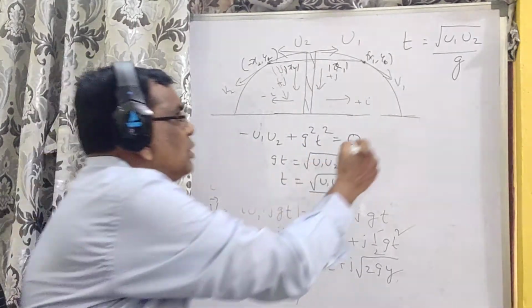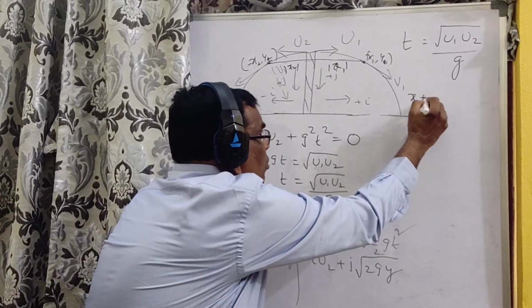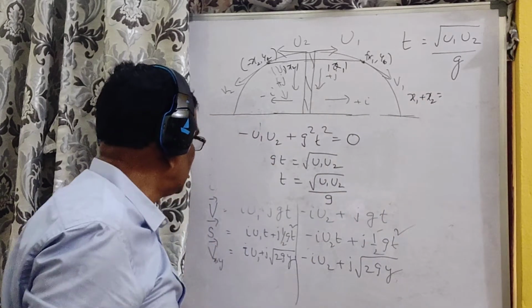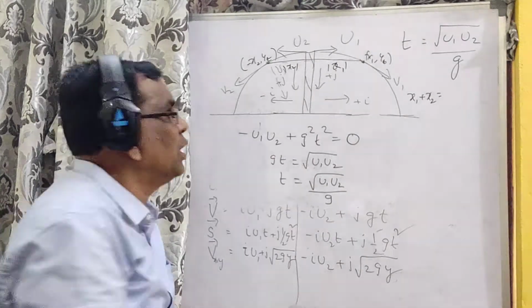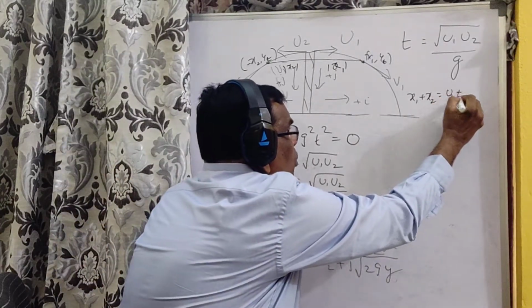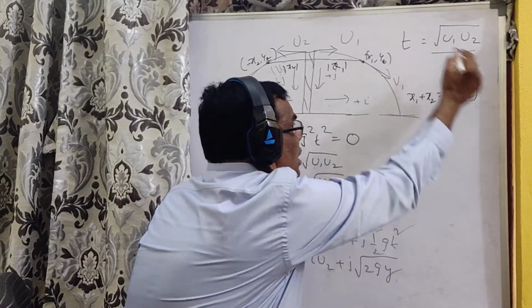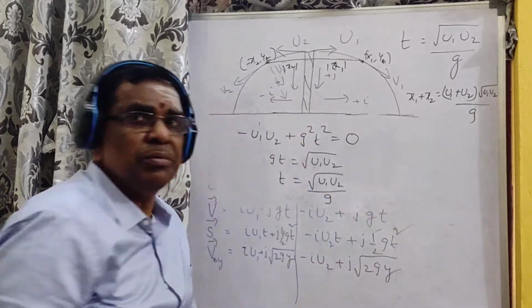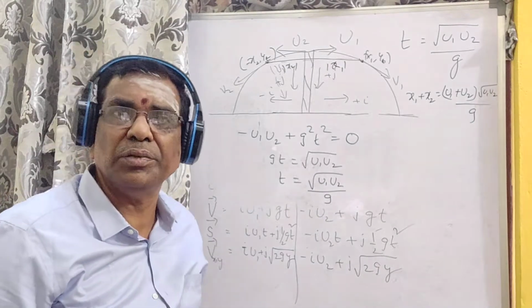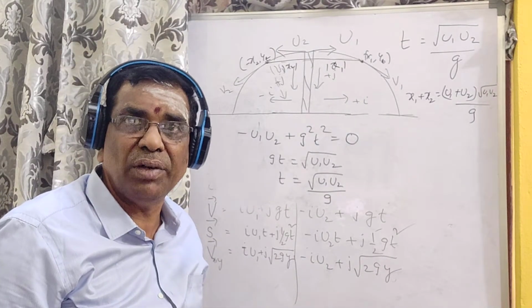So the distance of separation between them will be, what is x1? u1t, x2 is u2t. Therefore, u1 plus u2, and what is t? Under root u1 u2 by g. Now I think this should be clear to you. I hope you understood this.